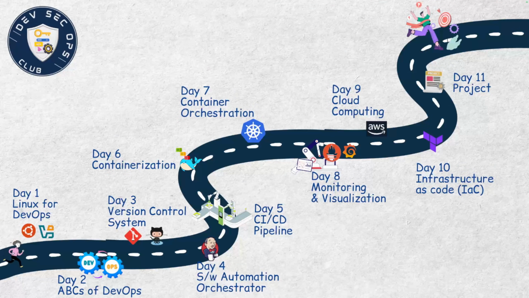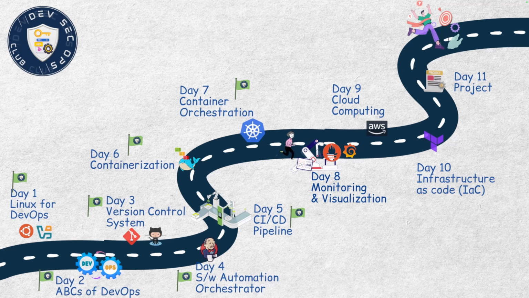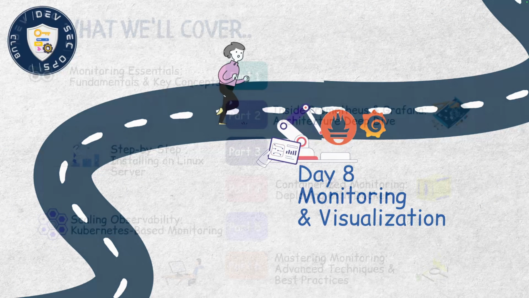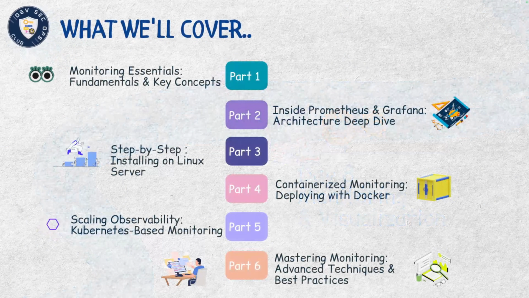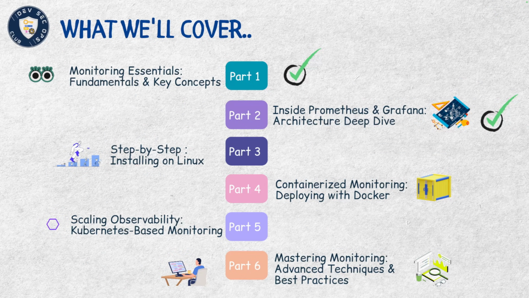This is our roadmap, and according to it, we have successfully completed day 1 to day 7, and we are going through day 8, monitoring and visualization. What we will cover today. So far, we have covered day 8, part 1 and part 2. And today we are going to start with part 3, step by step, Prometheus and Grafana installation on Linux.